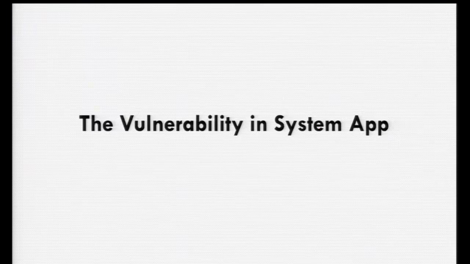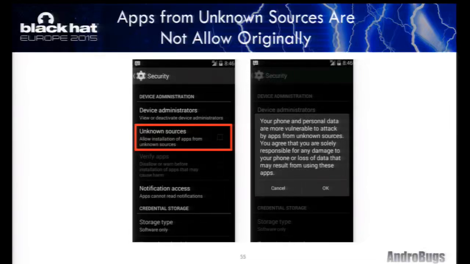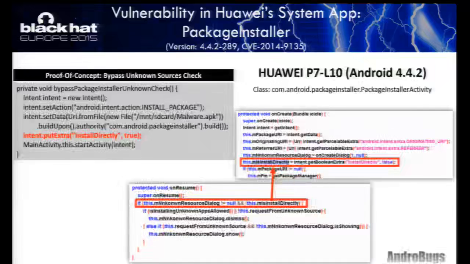Okay, so what if it is a vulnerability in system applications? The Android system has a basic application installing protection. You cannot install apps from unknown sources unless you go to the Settings app, Security, and allow unknown sources. If you allow unknown sources, it will show you these warning messages. But this Huawei phone is different. You can bypass this unknown source check.